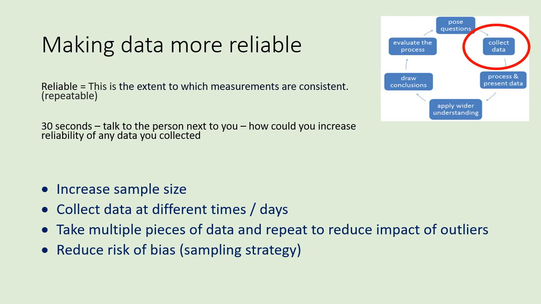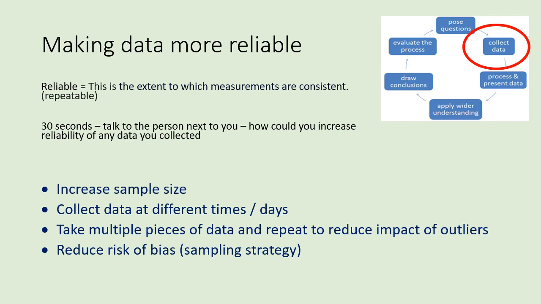When we were taking measurements with the clinometers, those sort of gun things to measure angles, they were awful. So we took 3 and we took the middle number. That reduces the impact of outliers. It means our data is probably more accurate, but also more reliable. And we can make sure that we've got anything that's going to reduce the risk of bias, some sort of sampling strategy. So they're the sort of things to think about.